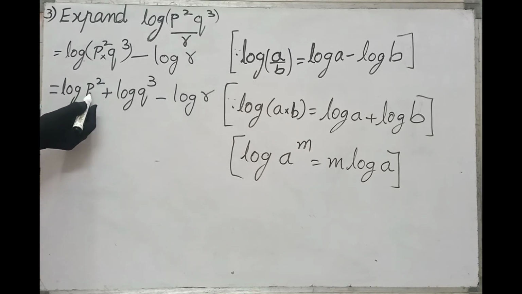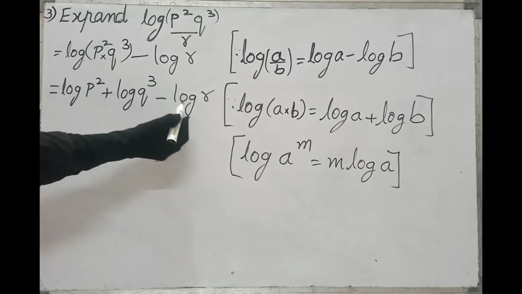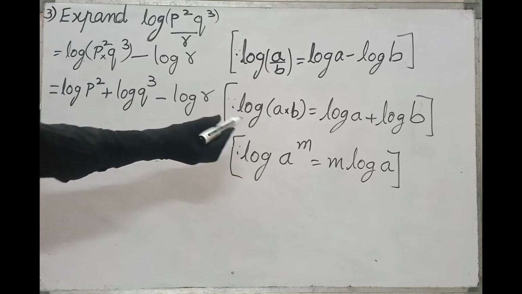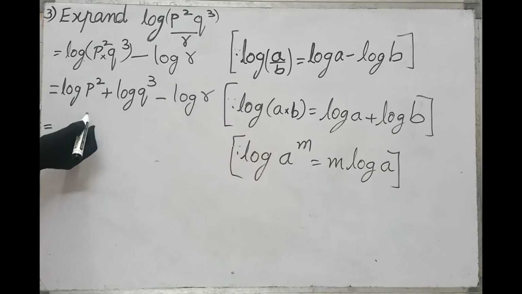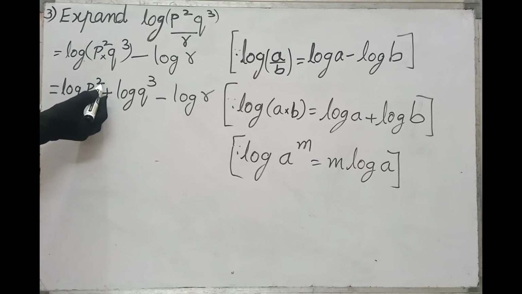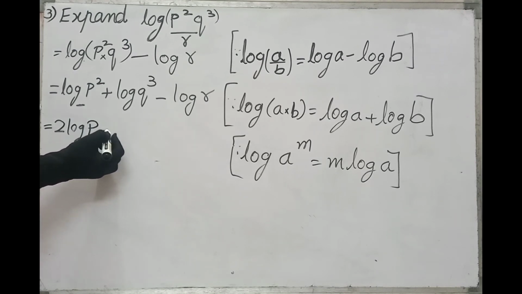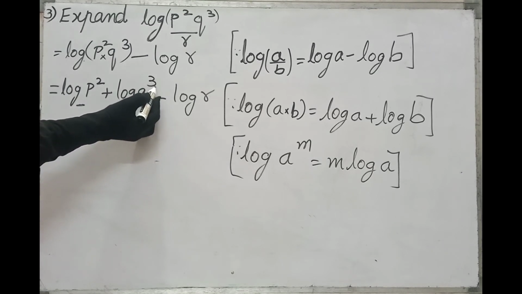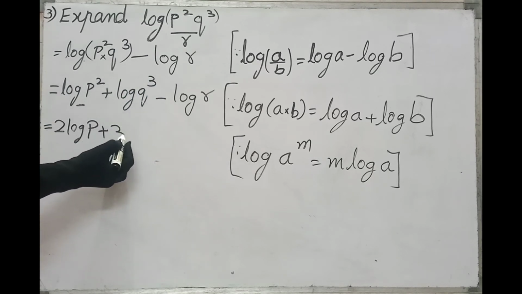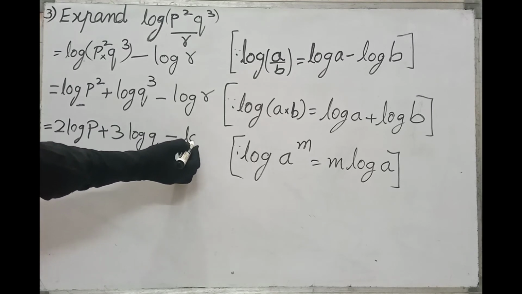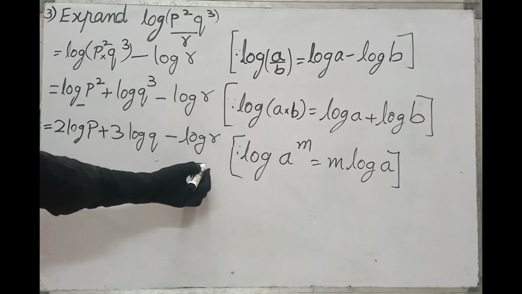Now again what do we have? Exponents here. So exponents means what do we have to remember? The exponent formula. That is log a power m is equal to m log a. So in place of m, in this we have 2 here. So this 2 will come beside log: 2 log p. Here in place of m we are having 3. So this 3 will shift over here: 3 log q minus log r. Okay.